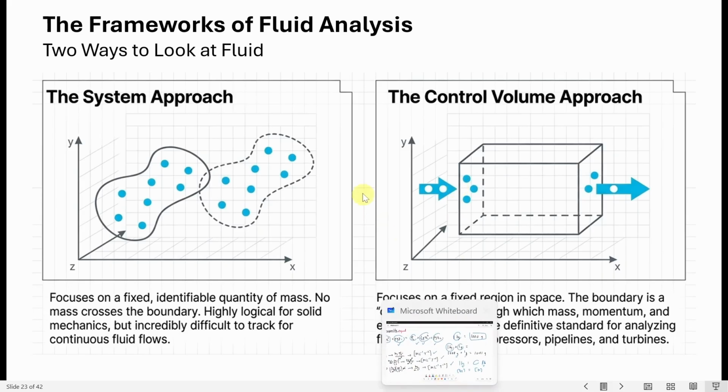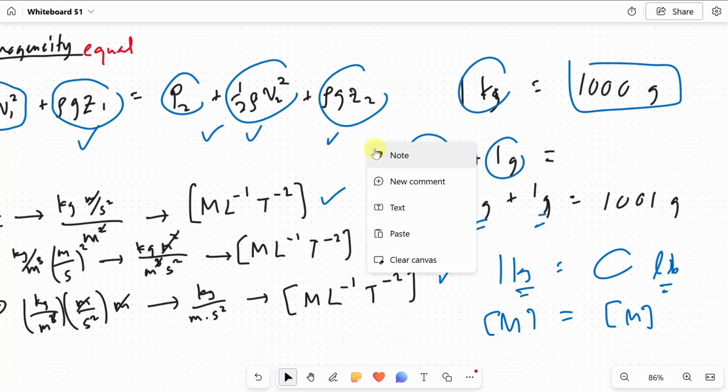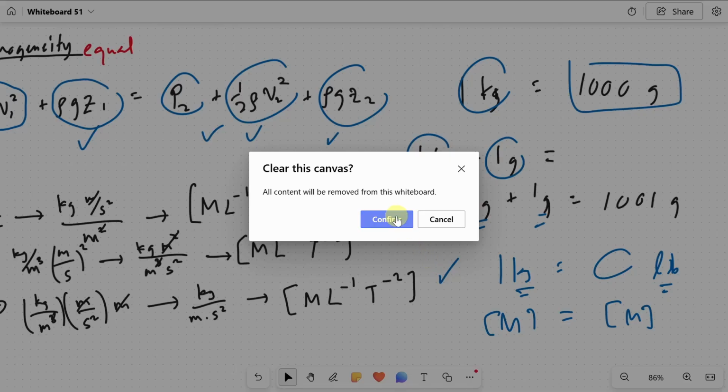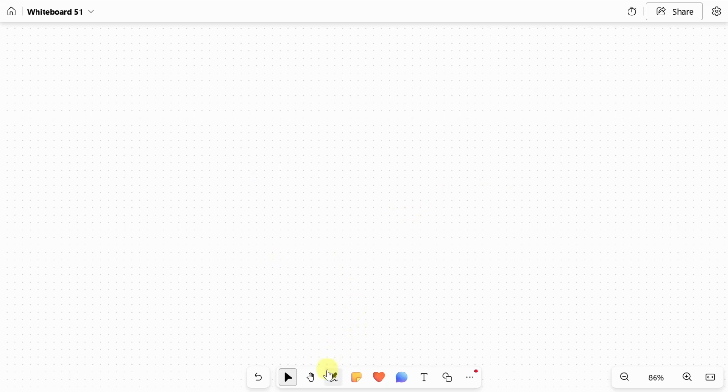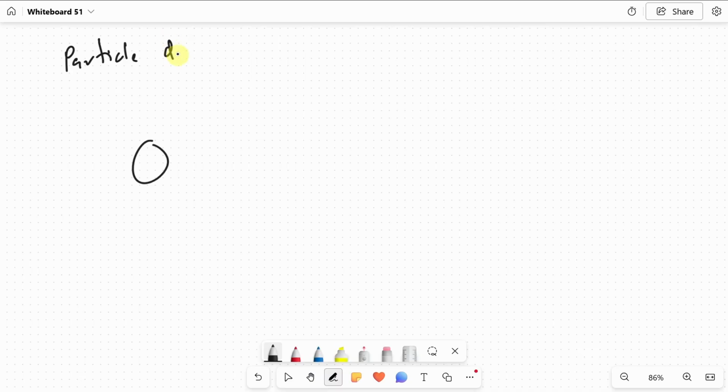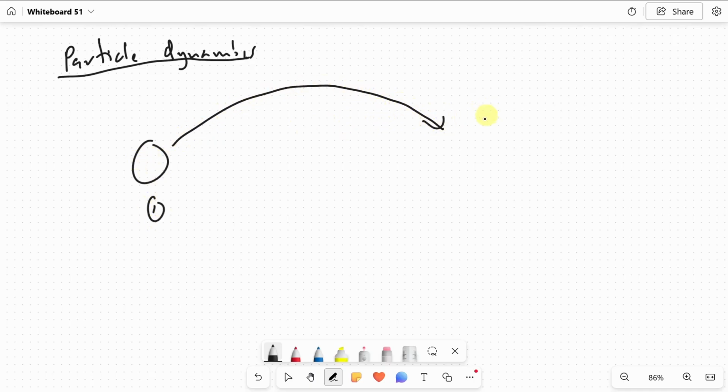Let's take a look at one example. Okay, so let's take a look at a different subject, dynamics. For example, this is particle dynamics. So in particle dynamics, we deal with motion of a particle, of one particle, or maybe two or three particles. So let's say this particle, this is projectile motion. So the particle moves from point one to point two, and this is the trajectory.